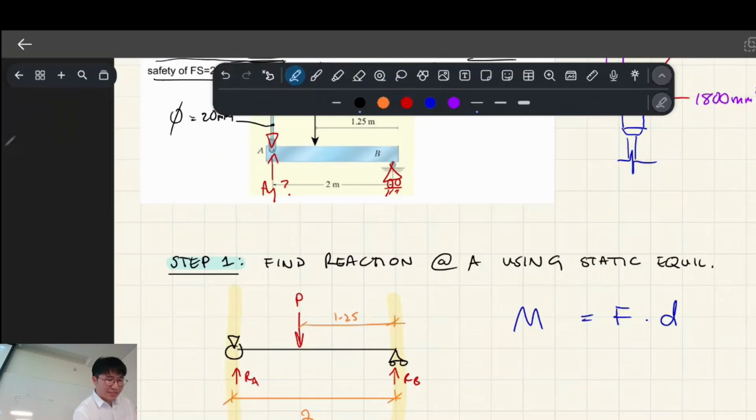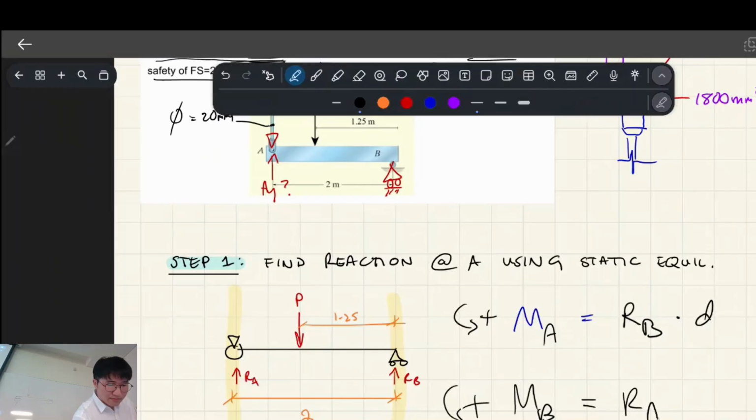If I choose to take the moment at A, I'm going to end up finding the reaction at B, because the other one has a lever arm of 0. But if I take the sum of the moments at B, the other thing happens: you end up finding A. So that's how you have to choose what you do.